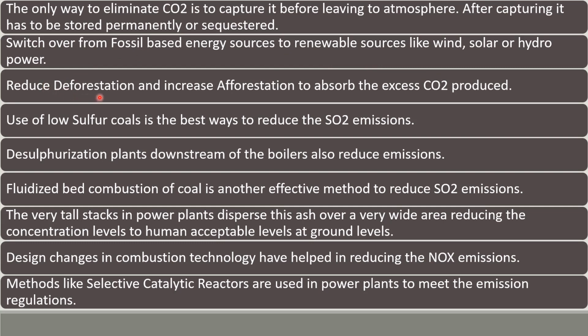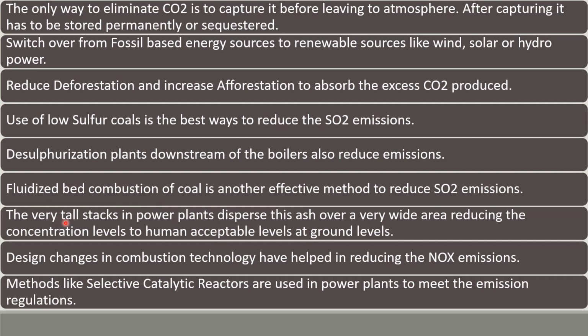Next, we have the deforestation done for the setup of power plants, so we should approach afforestation. We should use low sulfur coals to reduce the amount of SO2 emissions. We should have desulfurization plants downstream of the boilers, and this also reduces SO2 emissions. To reduce SO2 emission, we should also have fluidized bed combustion of coal.